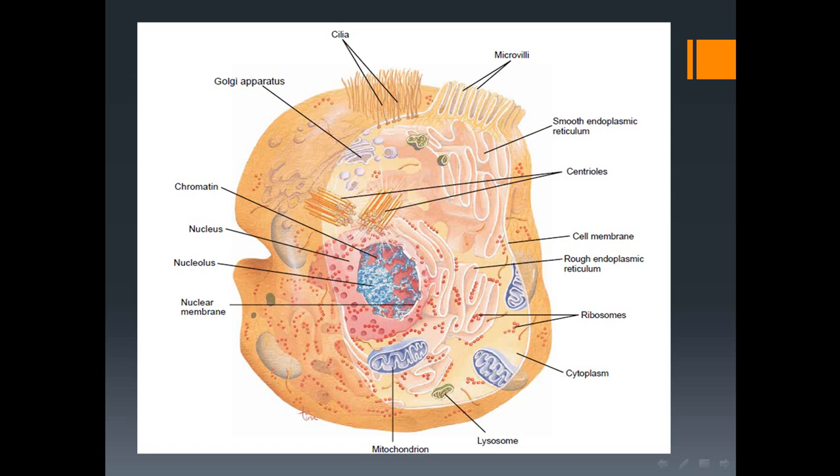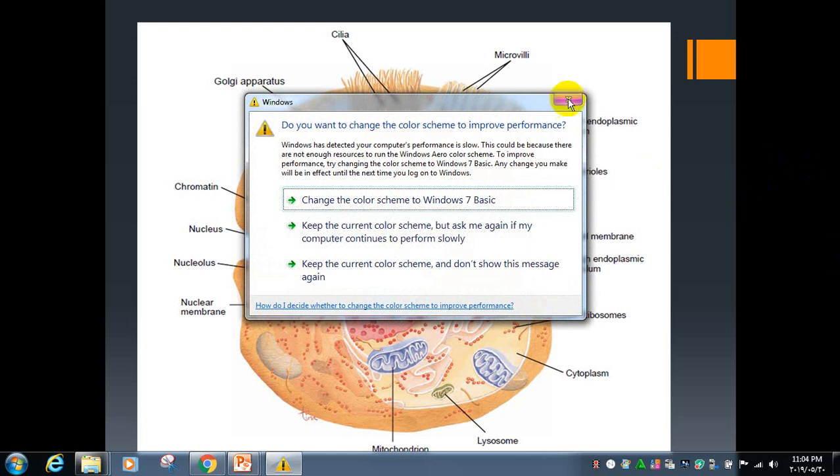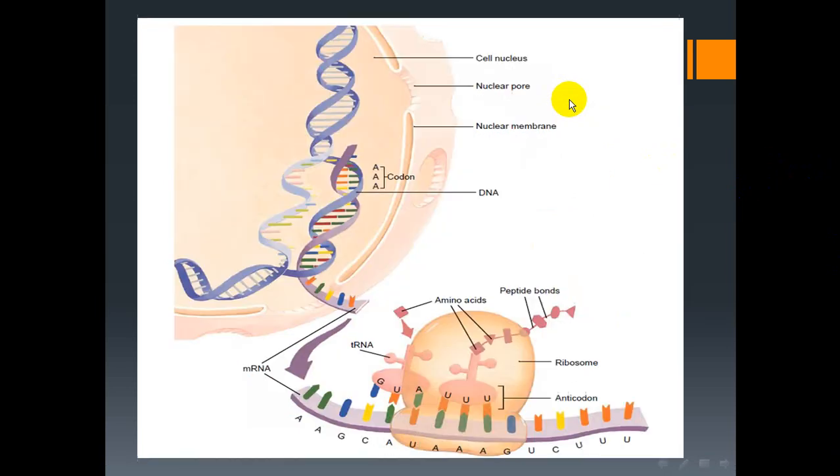This is a normal cell. We see the membrane, the nucleus, the nuclear membrane, the ribosomes, the cytoplasm, the lysosome, the mitochondria. This is a normal cell. And those are the types of DNA and RNA where the mutation occurs.